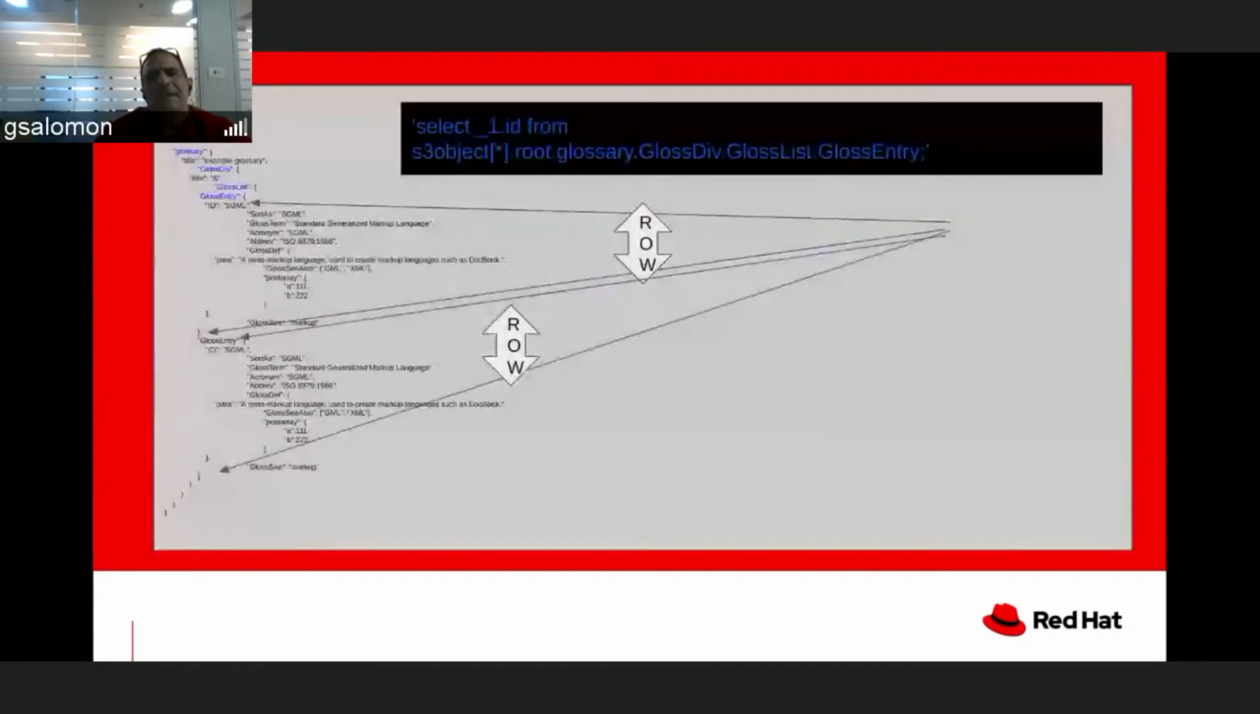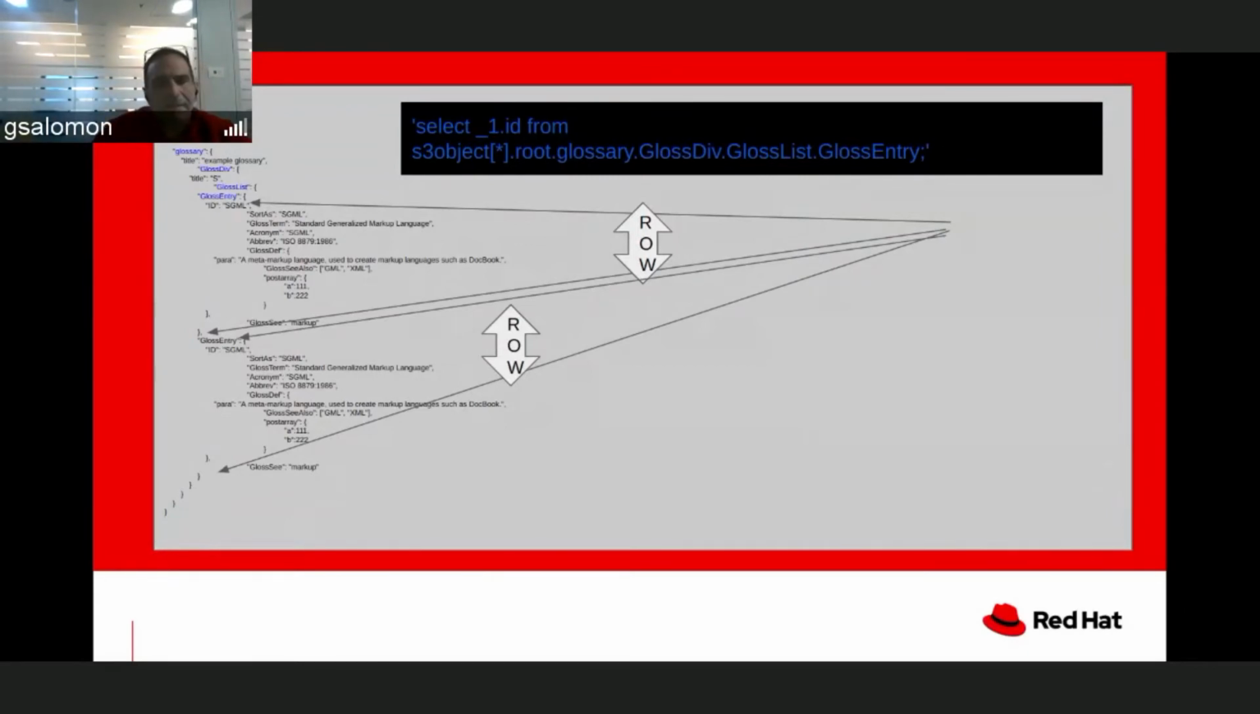So you can see in this slide that the SQL statement is focusing its processing on specific parts of the document according to the FROM clause. The FROM clause defines the boundaries where to get the projection and the predicate columns. It says there: from root, glossary, gloss div, gloss list, gloss entry, gloss def. This actually defines the path where to look for a specific column for the select statement.